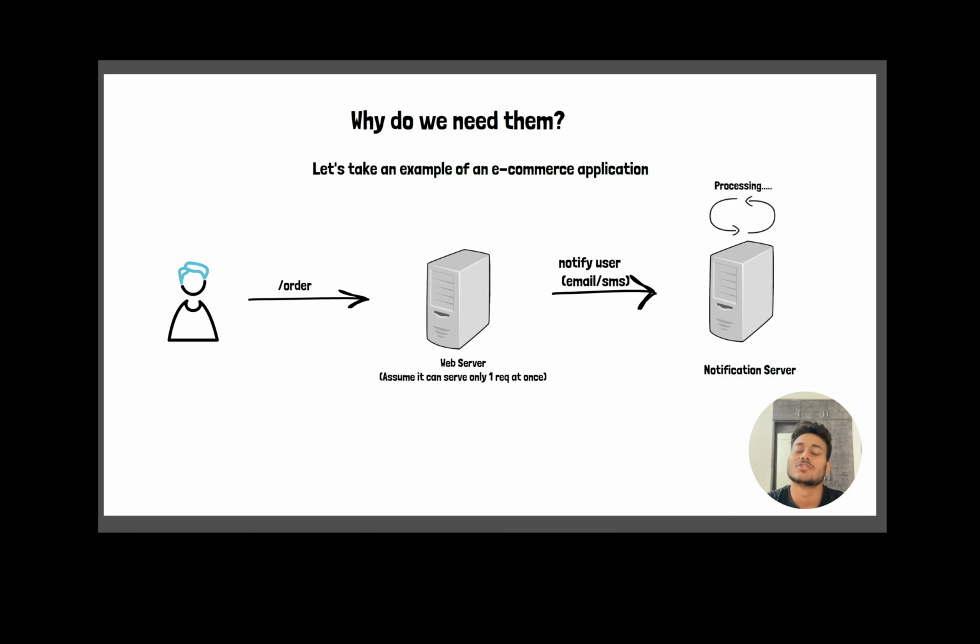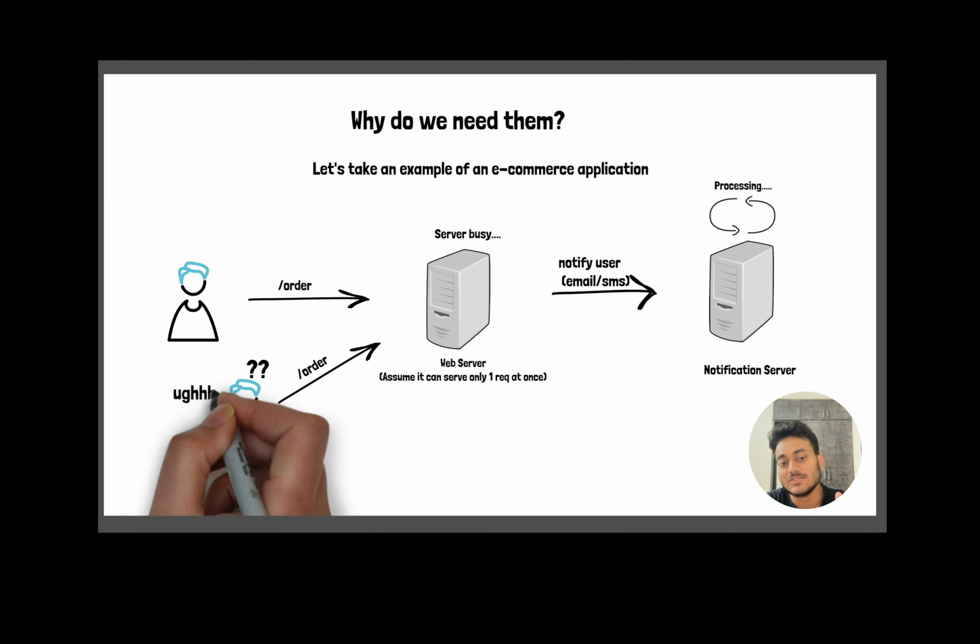So what happens if another user tries to place an order on that web server at this point in time? Since the previous request is not over, and if the call to the notification server fails, our web server has to resend that request to the notification server. So technically the web server is busy. If another user tries to place an order now, as our web server can only serve one request, the server will be busy and the user will not be able to place an order, which is a very bad user experience.